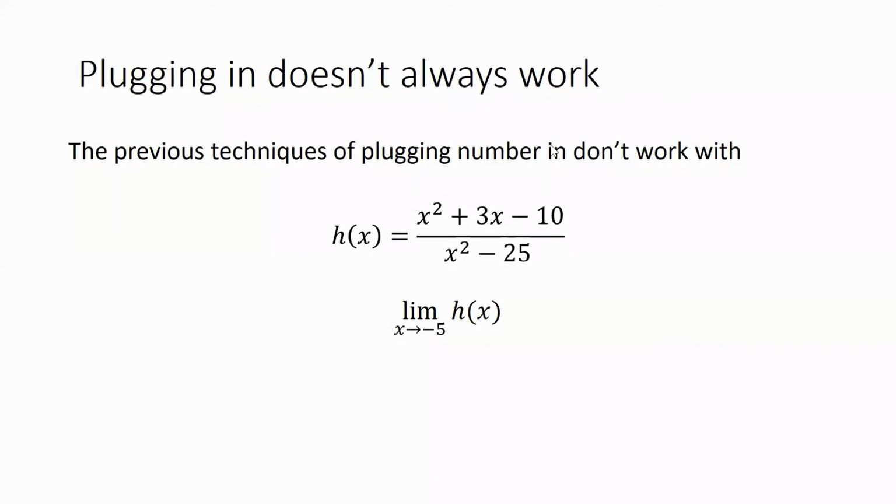By now, you're probably asking the obvious question. What if we don't have something that you can simply plug in and evaluate? For instance, what if we plug in something and we have 0 in a denominator? Does that mean we have to quit? Does that mean the limit doesn't exist? Does that mean the limit is something crazy?